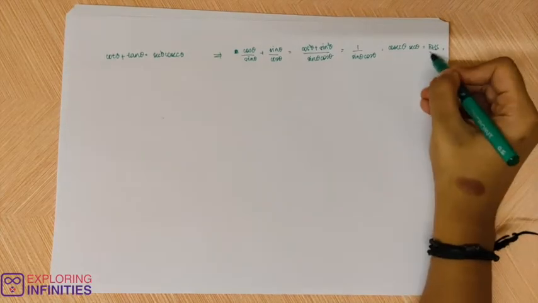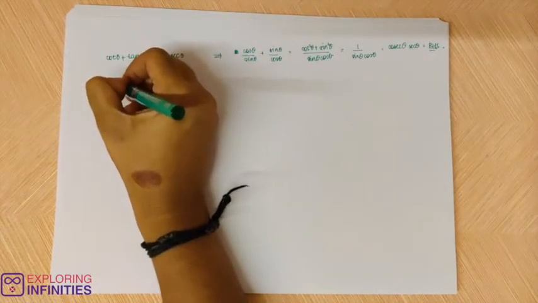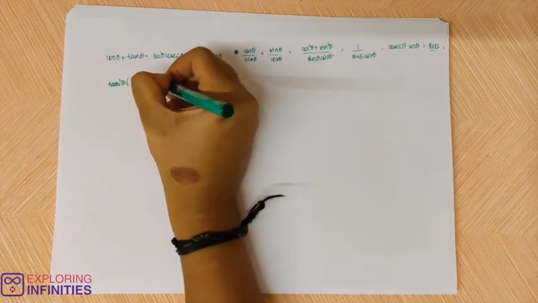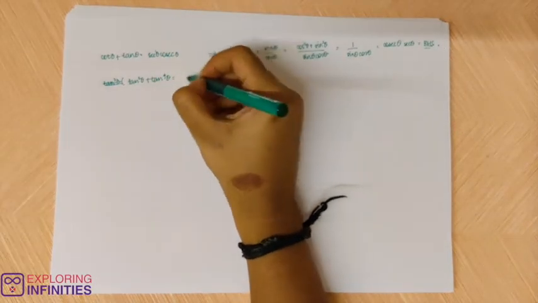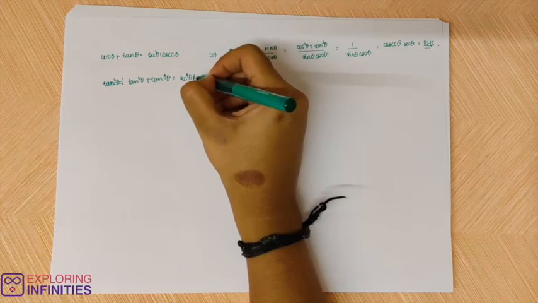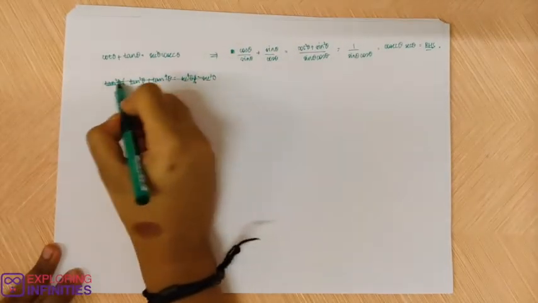Right? Let's take another example. Tan square theta plus tan power 4 theta is equal to secant power 4 theta minus secant square theta. Let me write this neatly.